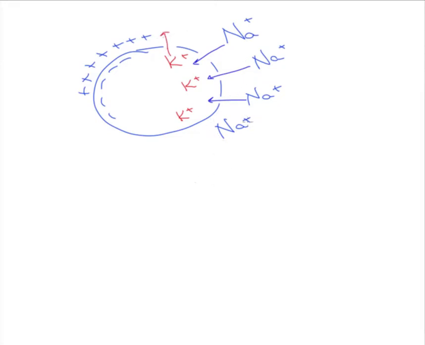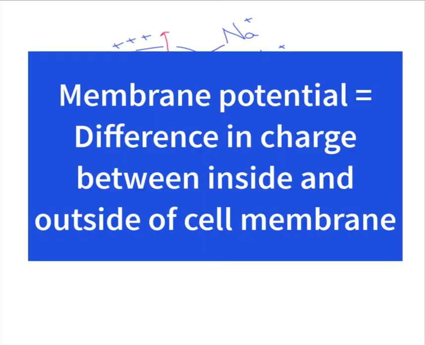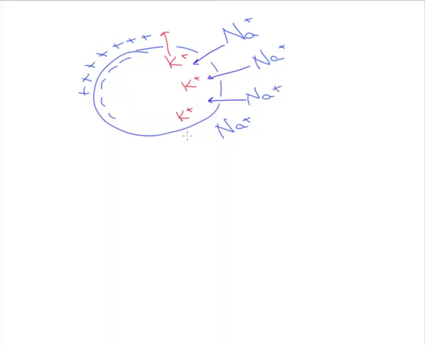Okay, so when we talk about membrane potential, all membrane potential is a difference in charge between the inside and the outside of the cell. So if the inside and the outside of the cell were the same, the membrane potential would be 0. But in a resting neuron, a human neuron, it is not the same. So resting membrane potential in a human neuron is negative 70 millivolts.